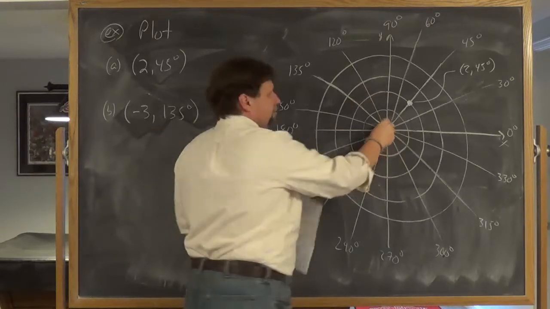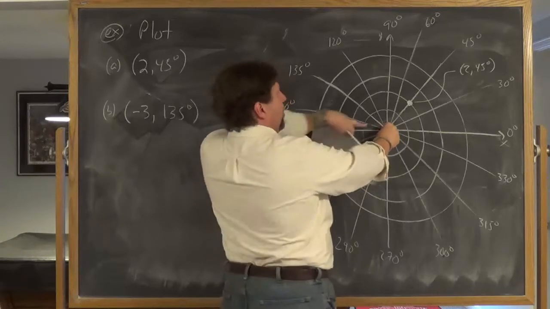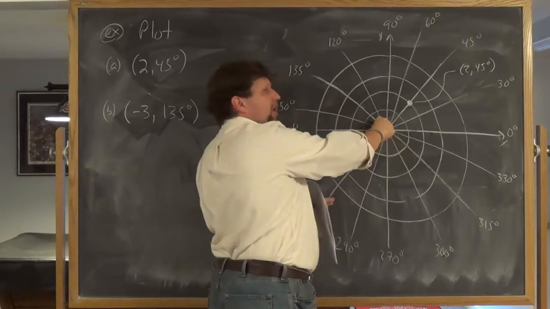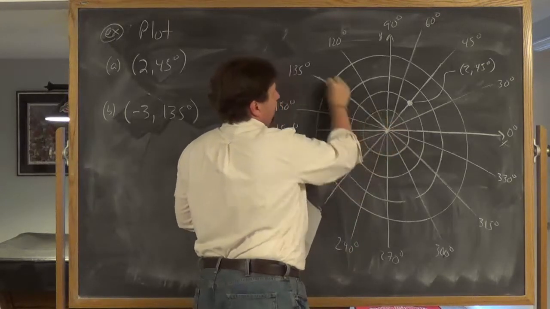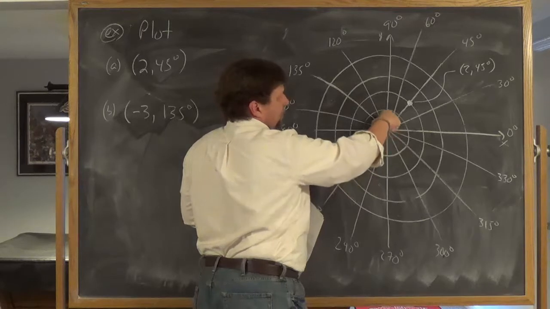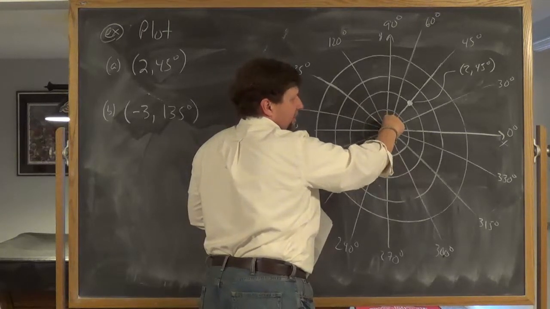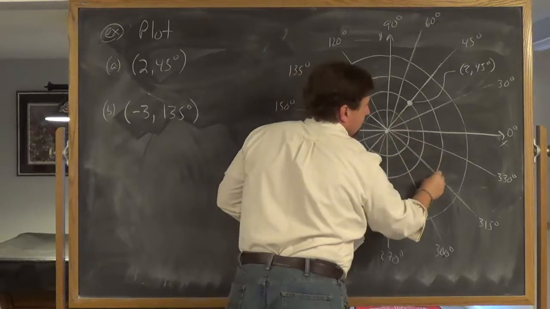That r value being negative means I will not go along the polar axis 3 units, but I will go in the opposite direction 3 units. So if my polar axis is stopped here with an r value of -3, I would go this direction 3 units. 1, 2, 3.